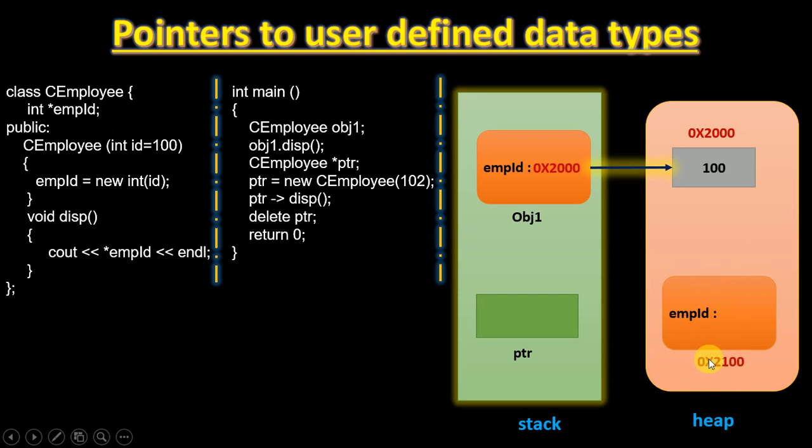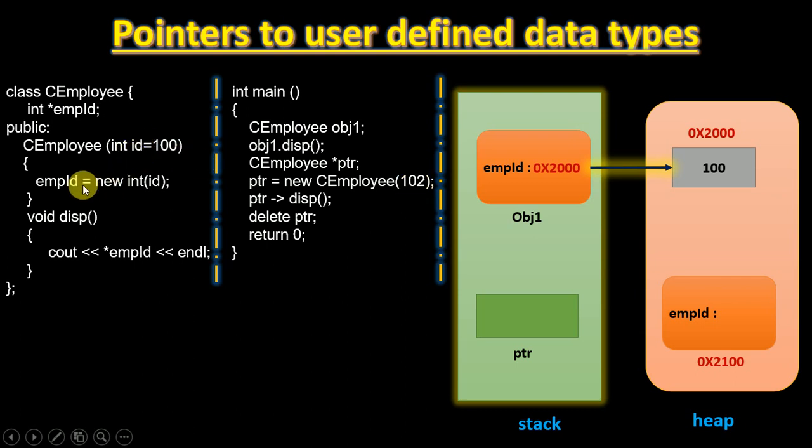Now the object is created. As soon as the object is created, memory allocation is done. What is the next step? That is constructor calling. As we have already discussed, new will always call the constructor when you are using it with user defined data types. So what is the constructor? CEmployee, and here we are passing the value 102. Now the id value is 102.